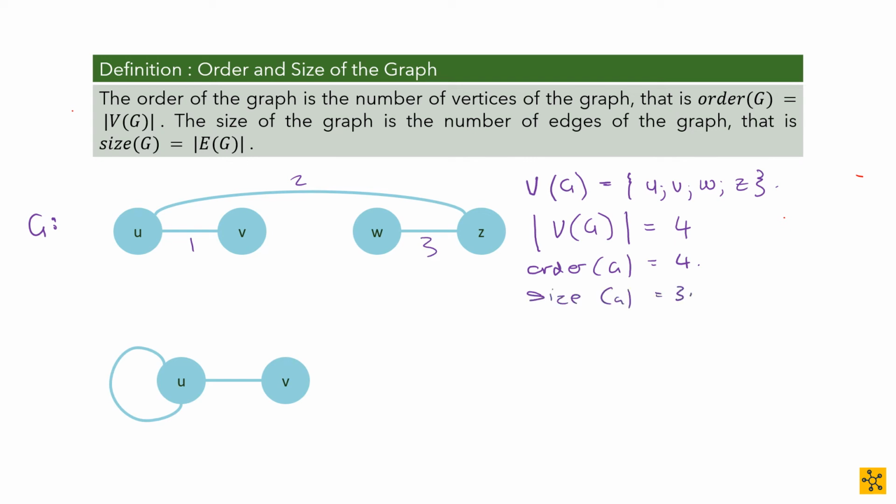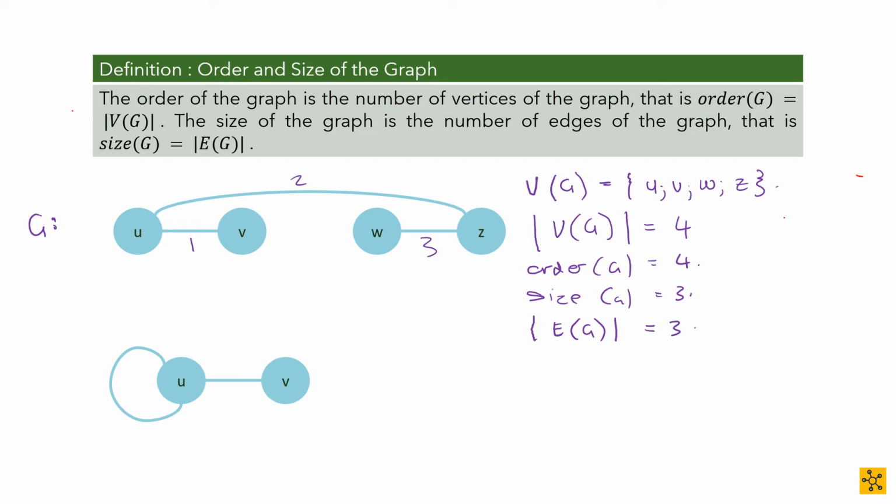Now you can also pause this and actually go and label the edges of the graph, and then write out everything again. But just be aware, the number of elements in the set of the edges of G is equal to 3 because there are 3 edges.